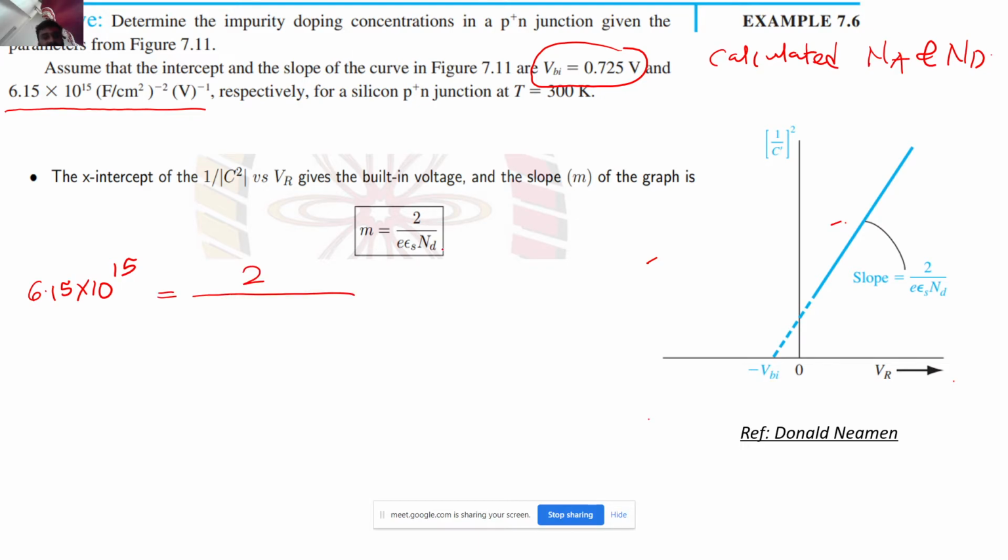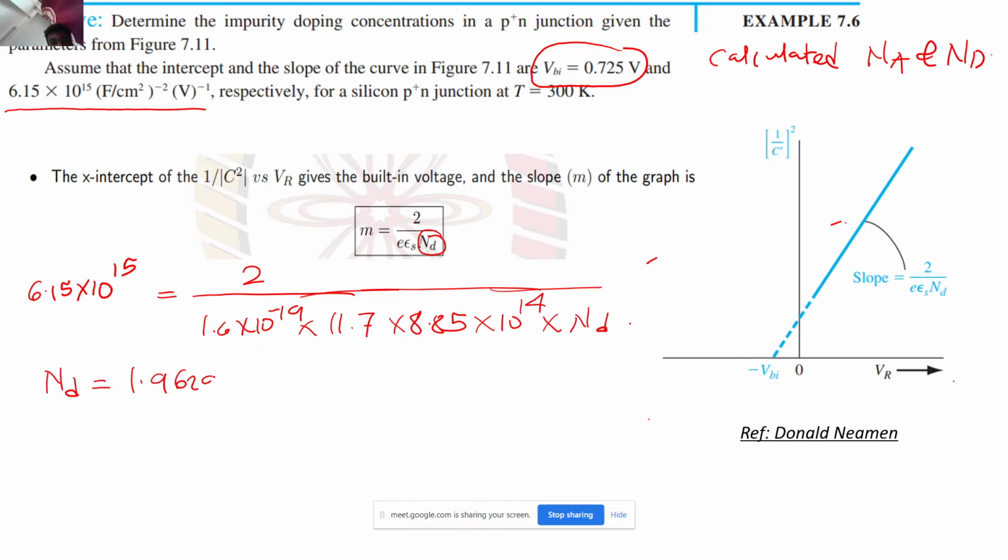So by using this formula for slope, we are going to find ND. It is 1.6 into 10 to the power minus 19. What is the dielectric constant? It's 11.7. And I have to also multiply the free space permittivity, epsilon naught, 10 to the power 14 into ND. If you solve this, then you will get the value of ND as 1.9629 into 10 to the power 15 cm to the power minus 3.